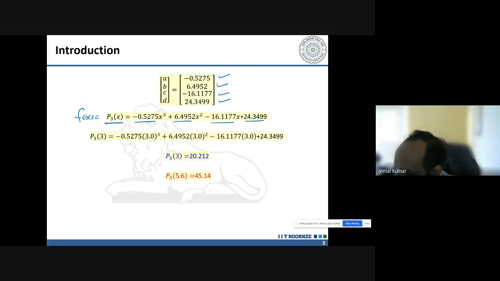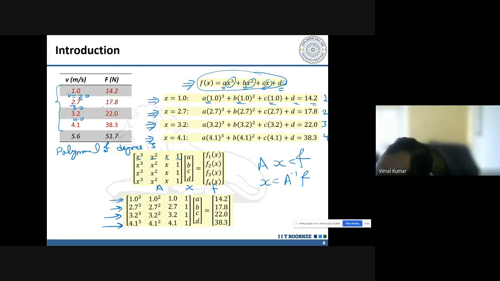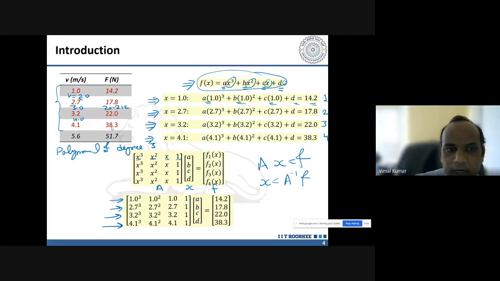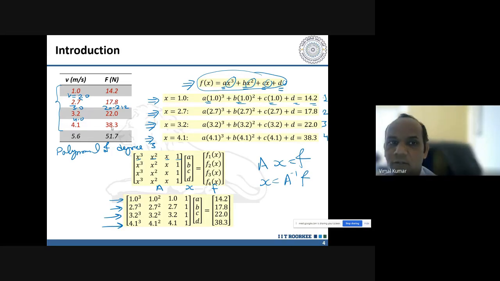Okay, so let me put x equal to 3. I'll obtain the value 20.212. If I go back to my data here, at 3 it is coming 20.212. So basically, it is coming in between 17.8 and 22. That means it is following a trend. Okay, this way it is good. It has done a fantastic job, and we are able to develop a polynomial. We are able to calculate the value of force at a particular velocity.